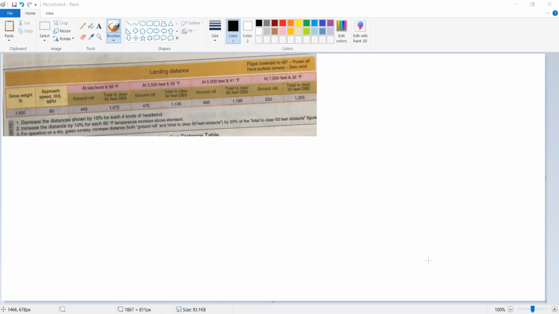All right, so next number, 43. All right, so here should be a little bit more simple. Determine the approximate landing ground roll distance of pressure altitude of 5,000. So we're just working with this one specifically. Right, so the pressure altitude 5,000. So we're working with the ground roll 495 only. All right, and we have a temperature. Let's see here.